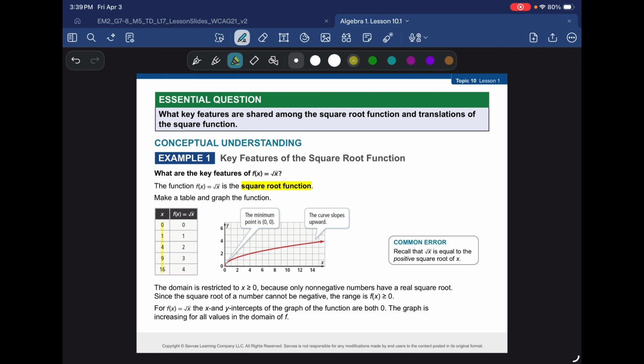They chose inputs that were perfect squares and then applied the function rule, take the square root of the input, and got the output. And as you can see, the graph has a minimum at (0, 0), and it curves and is increasing as it moves to the right.